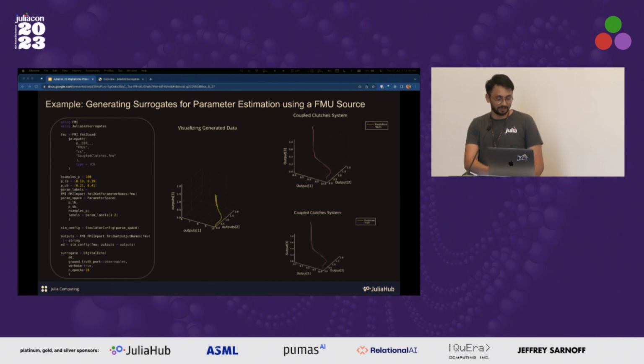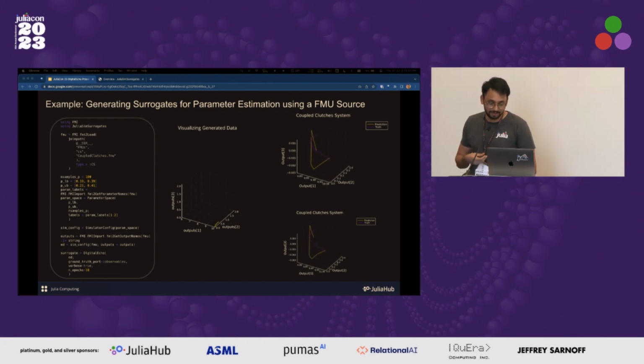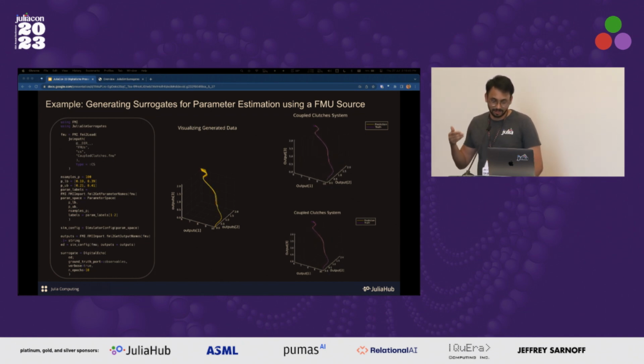Also note that it might seem that these are toy models, couple clutches, but these are only to demonstrate so that you can quickly run this on our platform because they are super easy to simulate. We have tested it out with all sorts of more complex systems like batteries and HVAC.